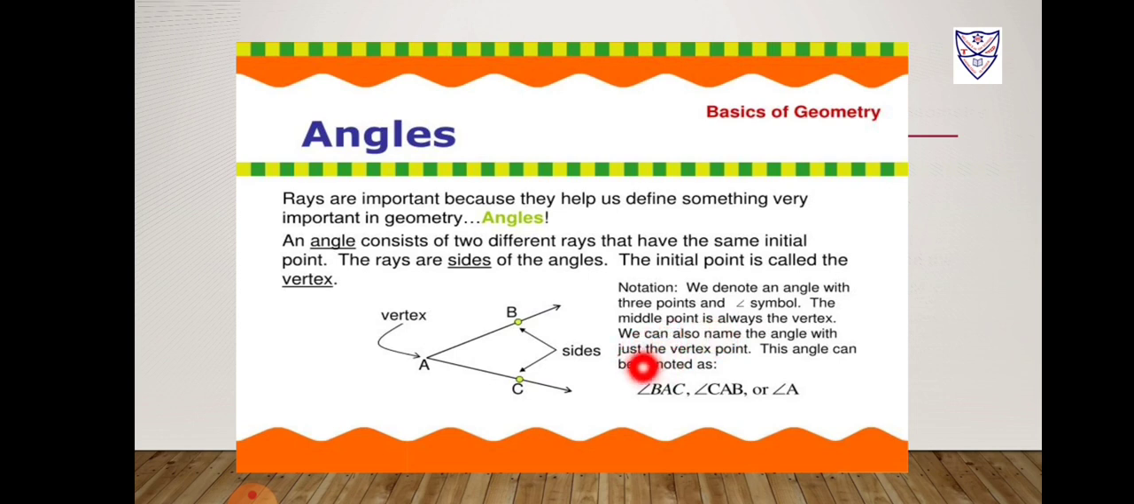We can also name the angle with just the vertex point. For example, if we want to say angle BAC, the middle point is A, so it is also known as angle A. We can also name this angle as angle CAB. As we have mentioned in the notation, the middle point is always the vertex. So this is angle BAC. It can also be named as angle CAB or angle A.